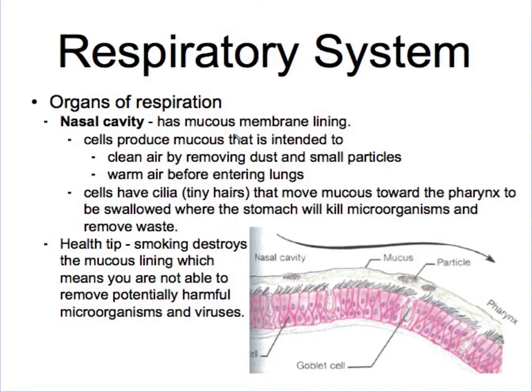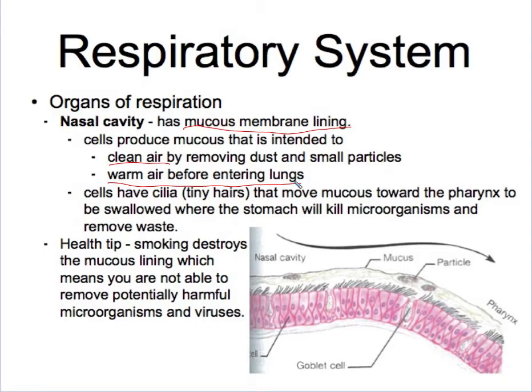Okay, continuing on with the nasal cavity, it also has this mucous membrane lining. This is really important. You have cells in your nasal cavity which are designed to produce mucus. The reason they produce mucus is to clean the air. So when air travels over the mucus, dust particles get caught, small particles get caught, and then they can be disposed so they don't get into your lungs and cause infection. It also helps with warming the air before it reaches your lungs. So this mucus helps to warm your air.